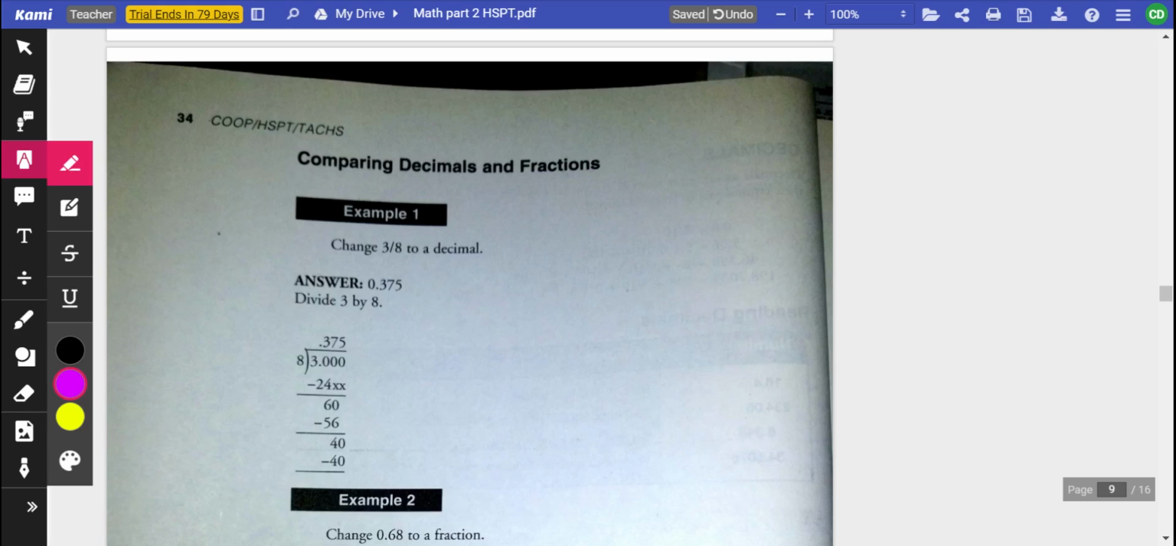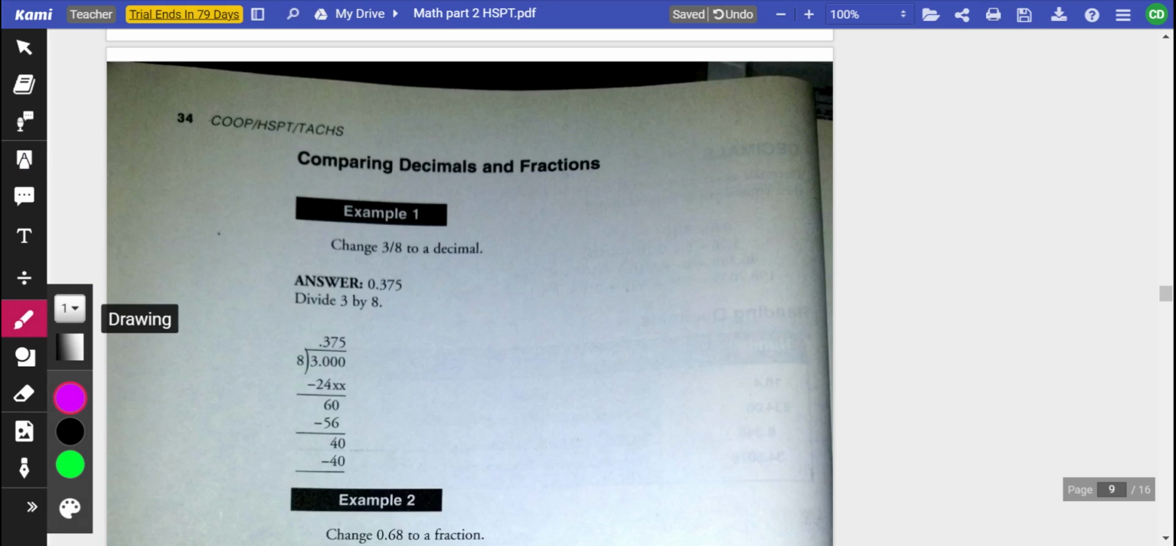So then here is our next part of comparing decimals to fractions. They ask you to change 3/8 to a decimal. All you're going to do is divide. When you divide 3 over 8, the numerator always goes in the box. Numerator in the box, denominator outside the box. We are already set up to have a decimal here, so we get to put our extra place value in.